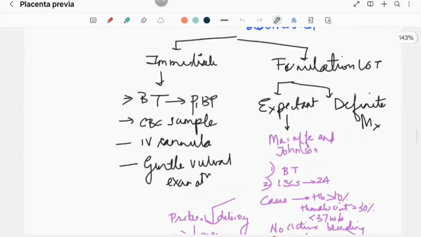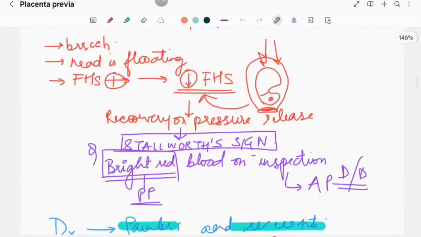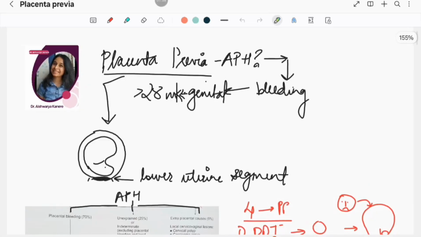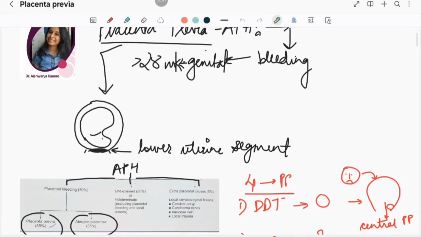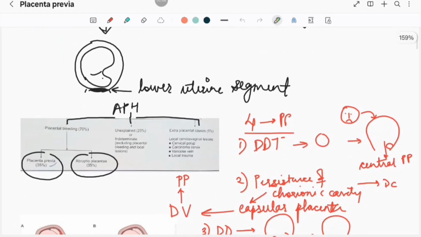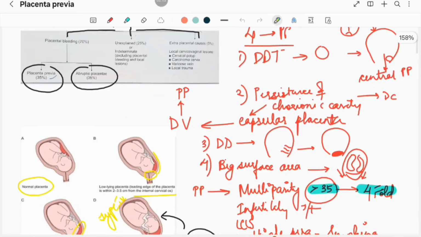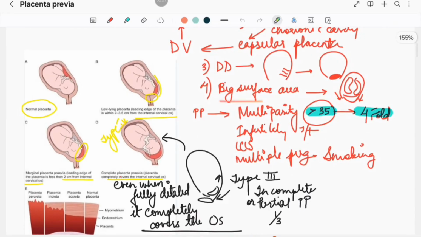So this was all about placenta previa. Let's revise everything once. So what is placenta previa? It is a part of antepartum hemorrhages, bleeding through the genital tract after 28 weeks, and it usually occurs at the lower uterine segment. Then there are theories: the dropping down theory, persistence of chorionic cavity, and big surface area.